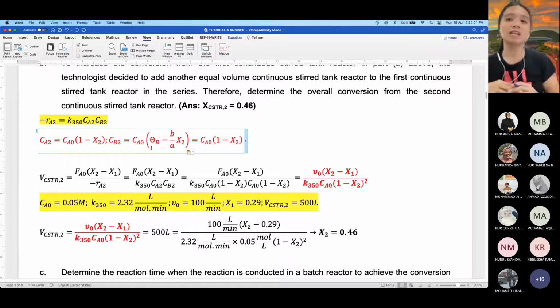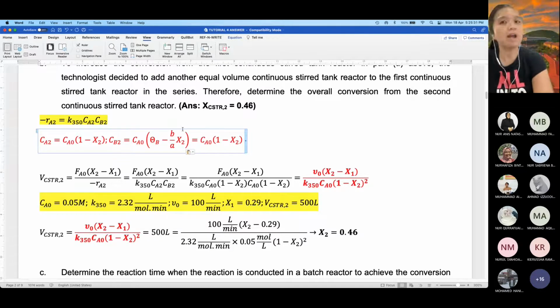Ca0 masih sama. So kalau kamu confused, kenapa masih Ca0 walaupun reaktor kedua? Sebab kamu ingat kita kira based on conversion. Conversion dia tak reset. Conversion is always based on the original concentration yang kamu mula-mula prepare pada reaktor yang pertama. Yang masuk awal-awal pada reaktor pertama, itu concentration yang kita gunakan untuk kira conversion. So conversion tu based on the very first Ca0. That's why Ca0 tu yang tak berubah. Okay, so Ca0 in bracket theta B minus B per A X2.